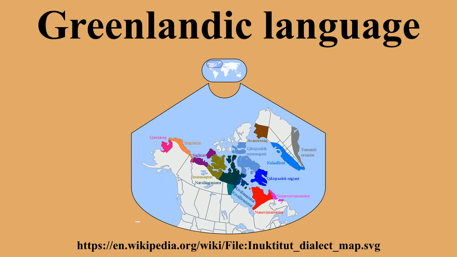Kalaallisut is further divided into four subdialects. One that is spoken around Upernavik has certain similarities to East Greenlandic, possibly because of a previous migration from eastern Greenland.